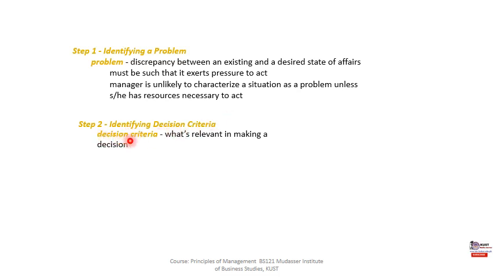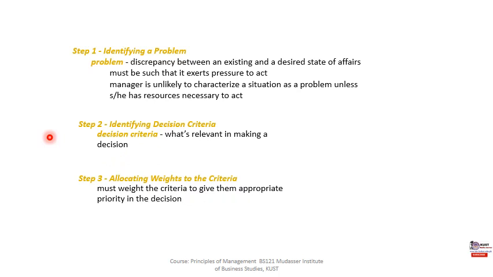Now, decision criteria. What is relevant in the decision making process? That means while taking a decision, what criteria should we keep in mind? The third step is the allocation of weights to criteria. We must weight the criteria to give them appropriate priority in decision making.